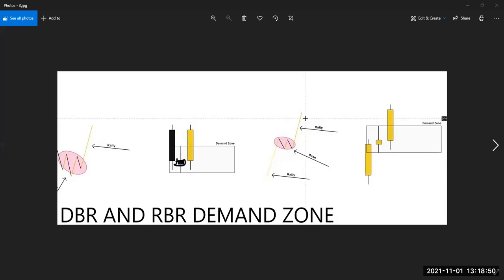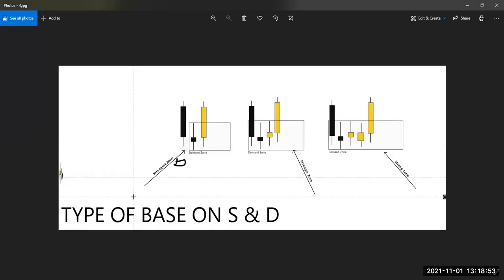So we want to talk about the types of base in supply and demand zones. We have a stronger base, the strongest base, and a strong base when it comes to supply and demand, watching the financial market. If we see something like this that has one base candle, this is the strongest. This one that has one base candle is the strongest.